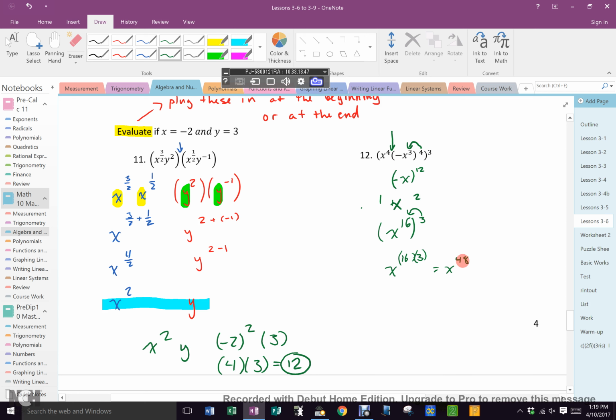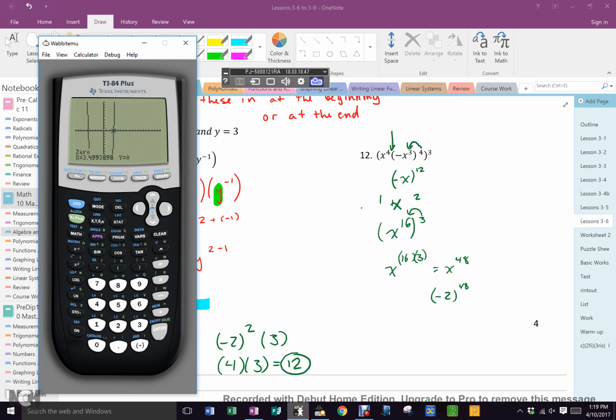I now have only one exponent and one letter. Is this easier to deal with than this? Of course it is. So what do I put in for x now? -2. And I need to get it to the 48th. Do you think your calculator will be able to do that? That's 2 times 2 times 2, 48 times.